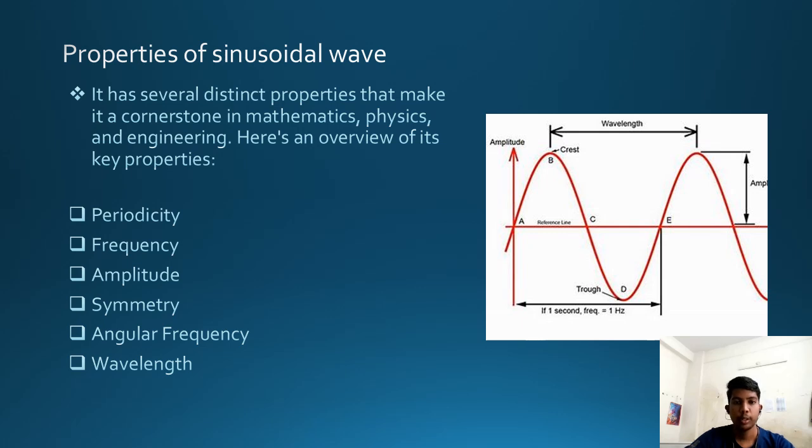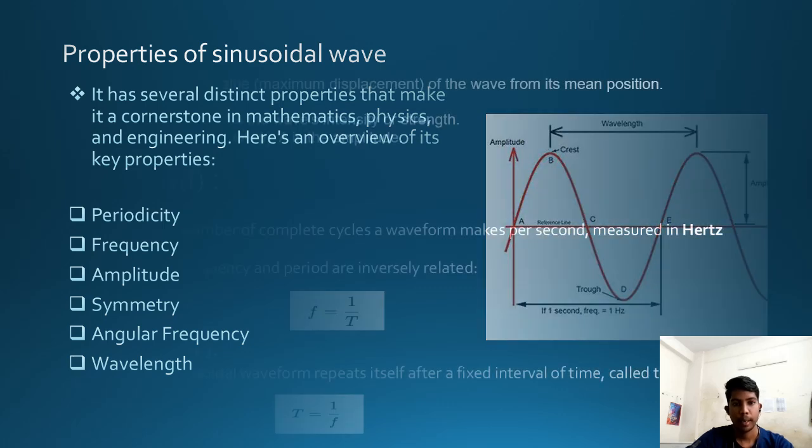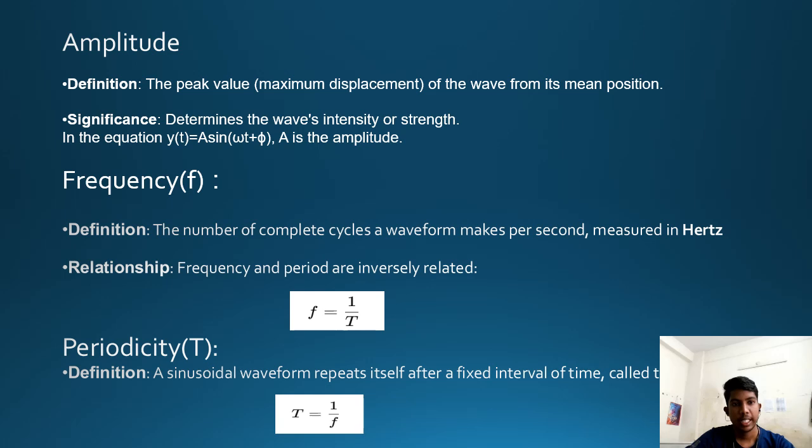Coming to the properties of sinusoidal waveform. The sinusoidal wave has several distinct properties that make it fundamental in various scientific and engineering fields. Below are some of the properties of a sinusoidal wave. They are periodicity, frequency, amplitude, symmetry, angular frequency, and wavelength. Now let's talk in detail about these properties of sinusoidal waveform.